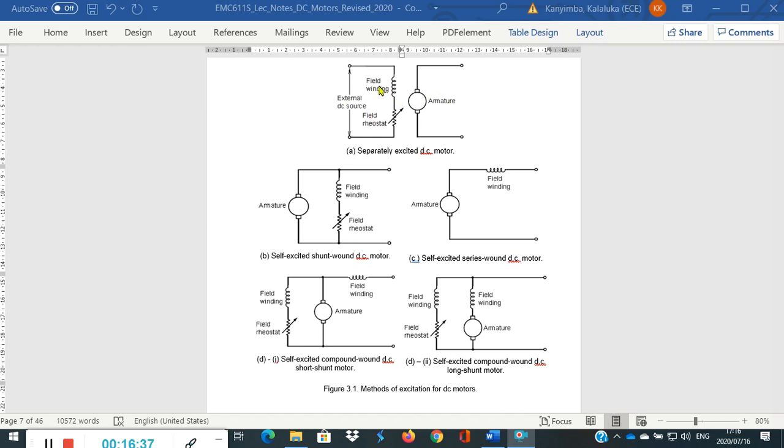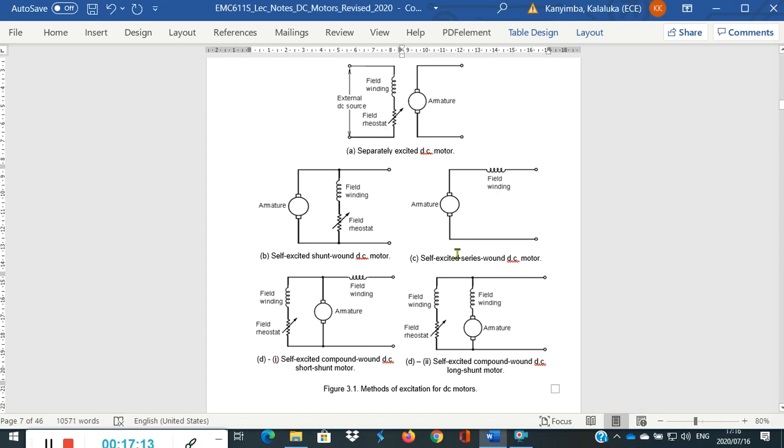Now, once again, as we saw in generators, we may want to control the field current so that we control the flux. In a DC motor, we want to control the flux so that we can change the speed. In a generator, we wanted to change the generated voltage. So to do that, we have a field rheostat, which is simply a variable resistor connected in series with a field winding.